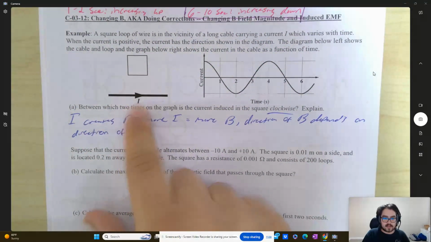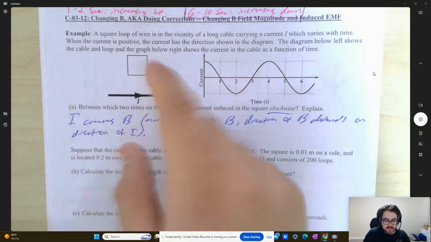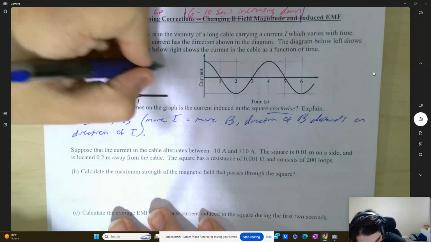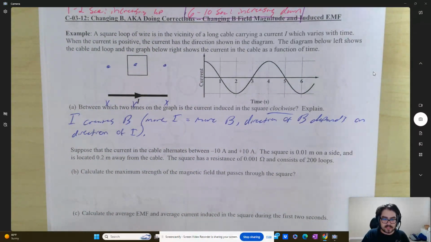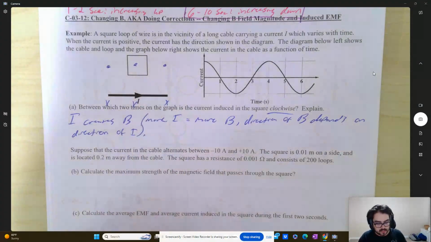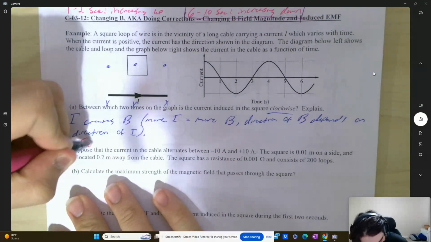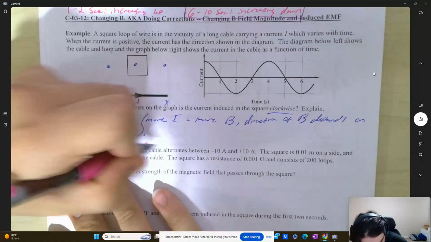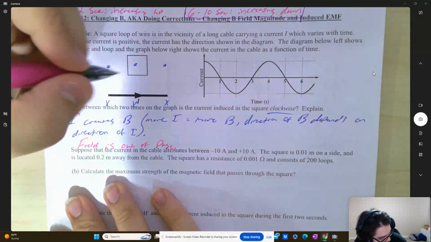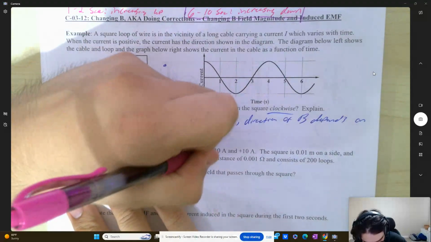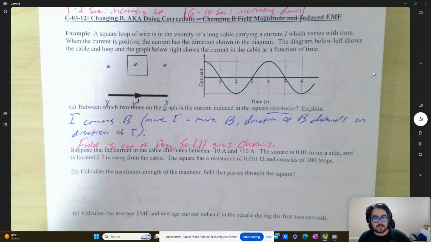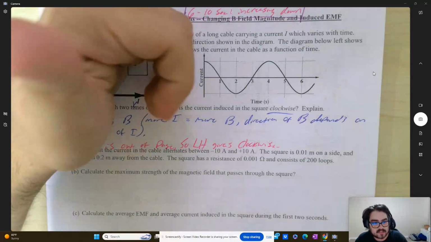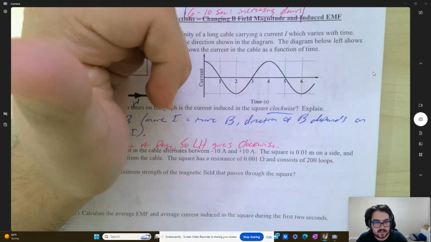So right now when it's positive, we can see that the B field is coming out of the page above it. So if the field is out of the page, left hand gives clockwise. And when will we use our left hand? We use our left hand if it's decreasing.